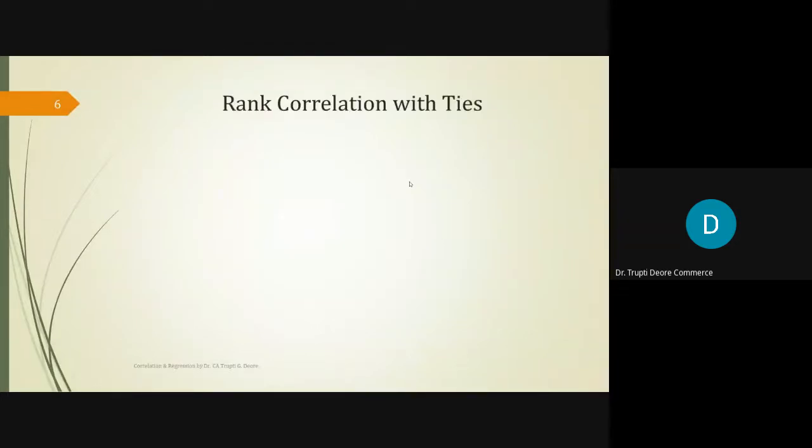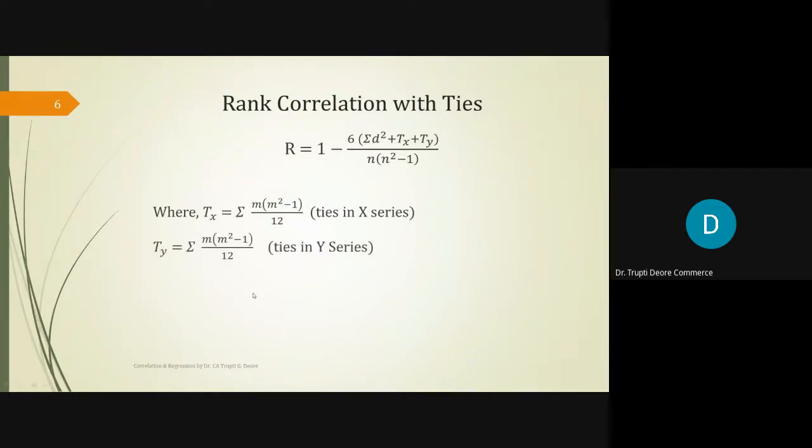Let's check out the ties formula. With ties, we just add Tx plus Ty. Tx means ties in X series plus ties in Y series. So what do you mean by Tx? Let's check out. Tx is equal to summation of M into bracket M square minus 1 upon 12. It is ties in series X. And if it is Y, then the same: summation of M into bracket M square minus 1 upon 12.